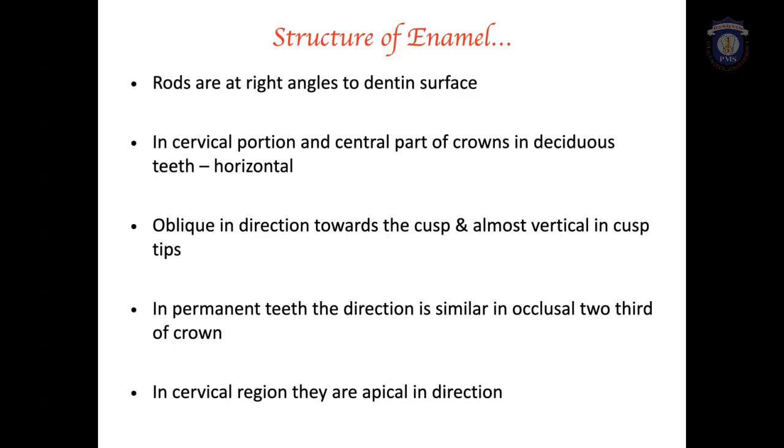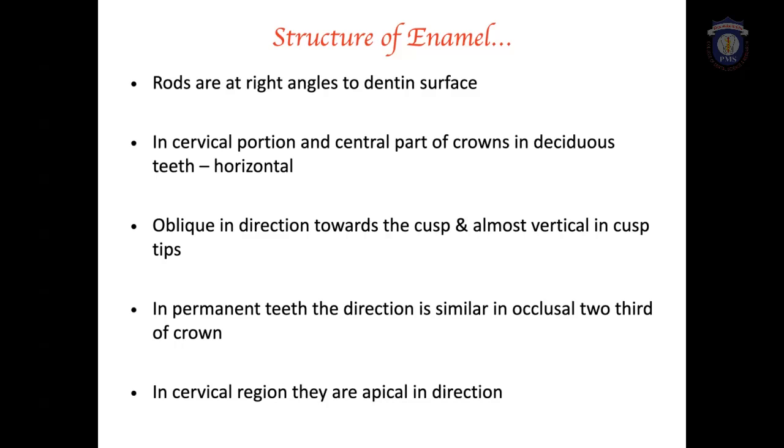In permanent teeth, the direction is similar in the occlusal third of the crown. So it is almost similar everywhere in permanent teeth. Only deciduous teeth are slightly different. Otherwise, in permanent teeth, the direction is similar in the occlusal two-thirds of the crown. In the cervical region, they are more apical.